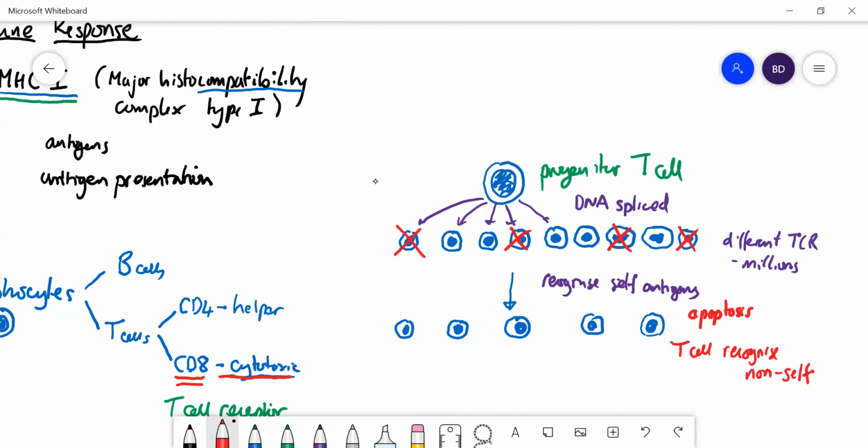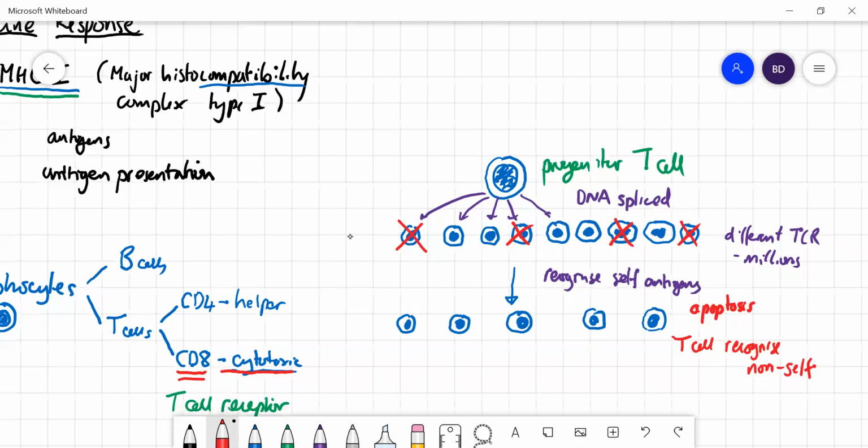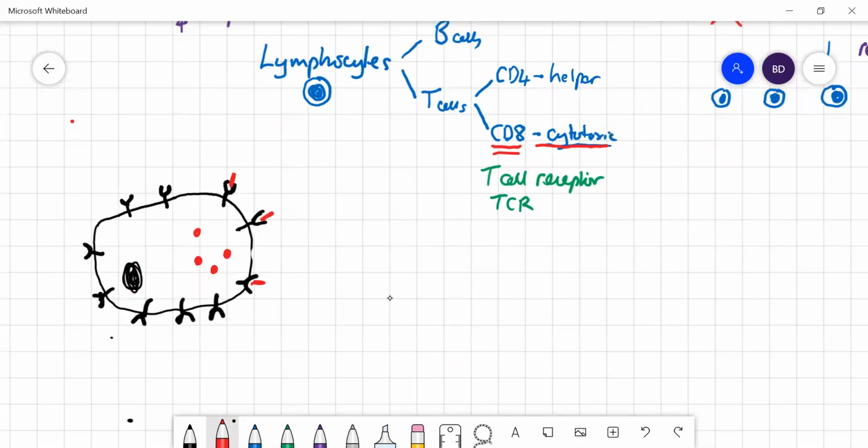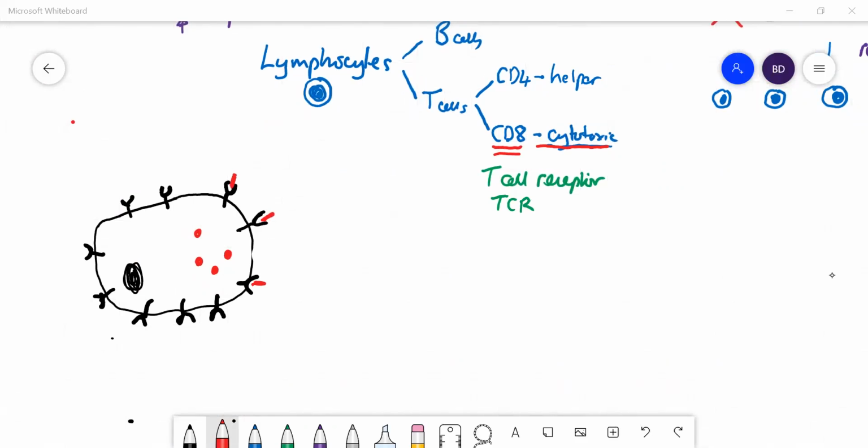Okay, so let's see what happens then. We have now got our cell here, which has been infected with a virus. The particular T cell clone that recognizes this antigen is going to come along. So that's a very specific antigen which is presented. Virus antigen, and the T cell comes along, and I'll draw the T cell in blue.